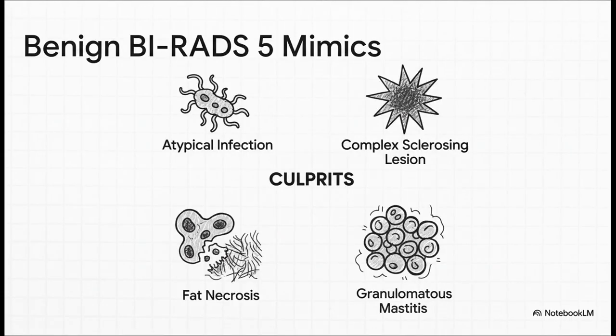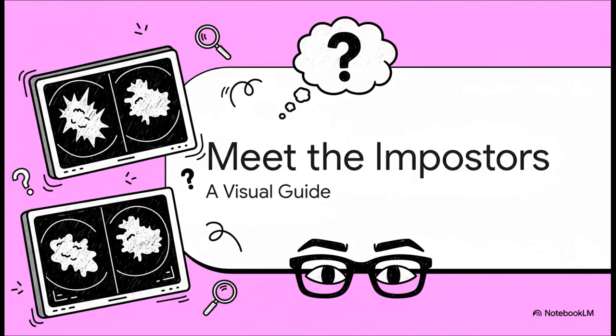And here are just a few of the usual suspects, things you might not expect, like atypical infections, or something called a complex sclerosing lesion, even fat necrosis. Now, these conditions on their own are not dangerous, but the way they look on an image, it forces doctors to treat them with the same seriousness as a suspected cancer. So, just how convincing are these mimics? Well, seeing is believing. Let's put them side by side with images of actual cancer. This is where you can really appreciate the challenge that radiologists are up against every single day.